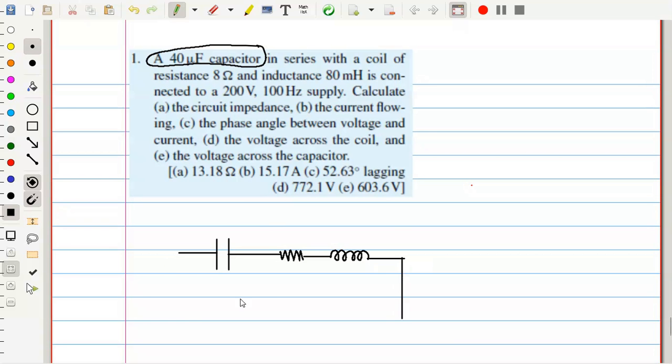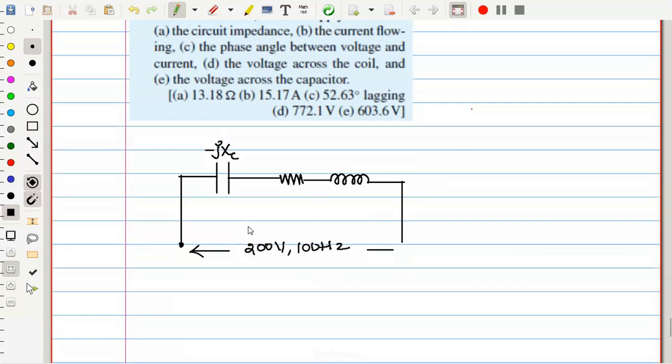So this entire thing is connected across 200 volts. How much is the frequency? 100 hertz. So that's all. Now let me put up the things here, minus jXC. Whenever we see the AC circuit, we preferably choose the impedances instead of the resistances for the inductor and capacitor. So this is jXL.